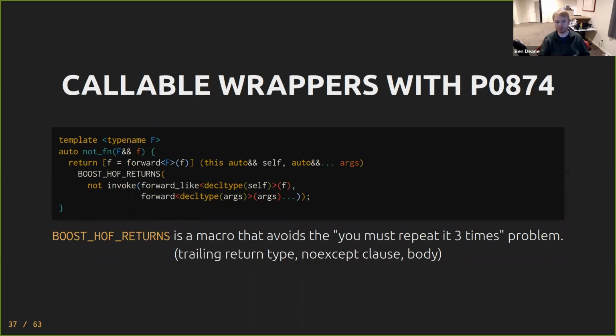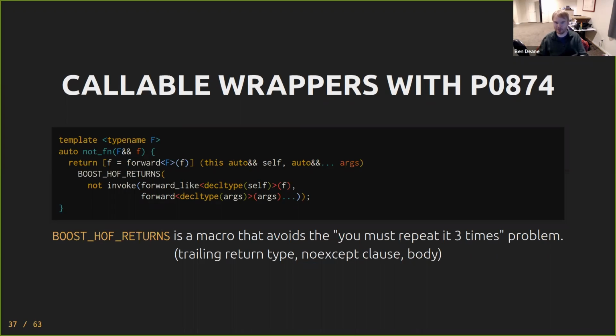This is a complete implementation of notfun with P0847. And I just put it in a lambda because I could. BOOST_HOF_RETURNS is just this macro that solves the you-must-type-it-3-times problem. So basically, you need to say the trailing return type and the noexcept clause and then the body of the function. And you type this same expression out in triplicate for those 3 things. So BOOST_HOF_RETURNS is just wrapping that. But this is what it looks like.